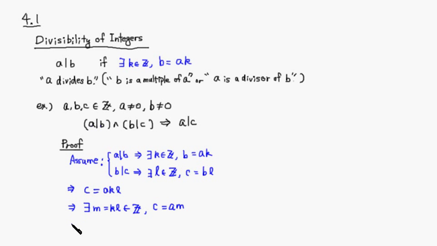Therefore, by definition, we know that A divides C. That's the end of the proof. So that's it. I hope that this was clear.